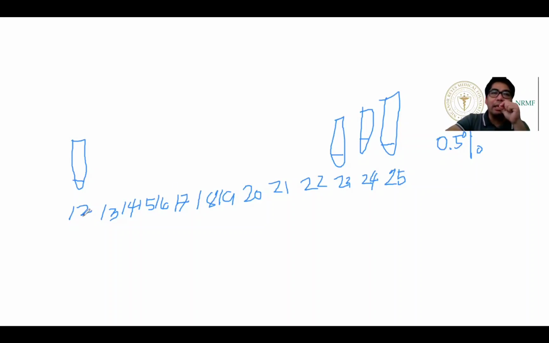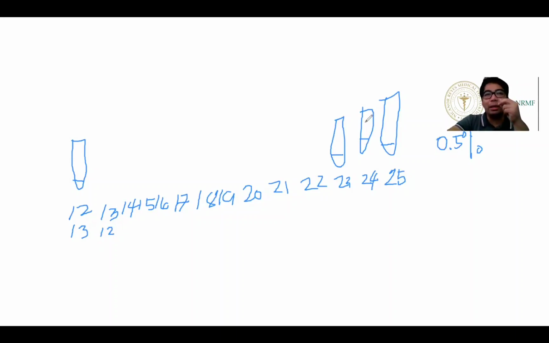ilang drops ng blood ang ilalagay mo? Okay? So, ilang drops ng blood? Ilalagay mo rito, 13 drops of blood. Diba? Dito, 12 drops of blood. So, the total number of the drops for each tube should be 25 drops. 25 drops dapat lahat.